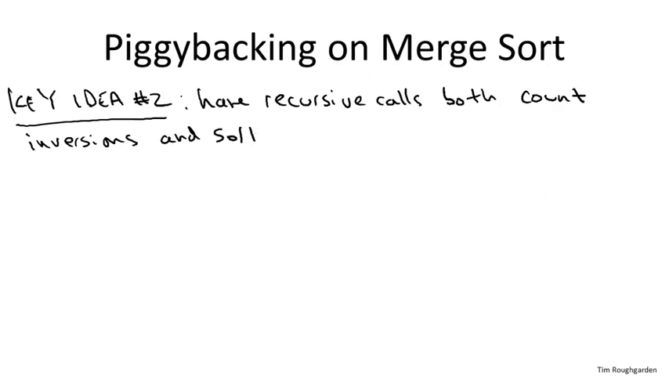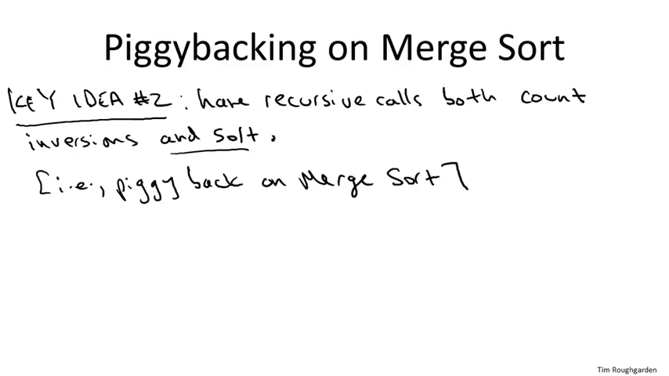So we're going to ask our recursive calls to not only count inversions in the array that they're passed, but also along the way to sort the array. And hey, why not? We know sorting is fast. Merge sort will do it in n log n time, which is the runtime we're shooting for. So why not just throw that in? Maybe it'll help us in the combine step, and as we'll see, it will.